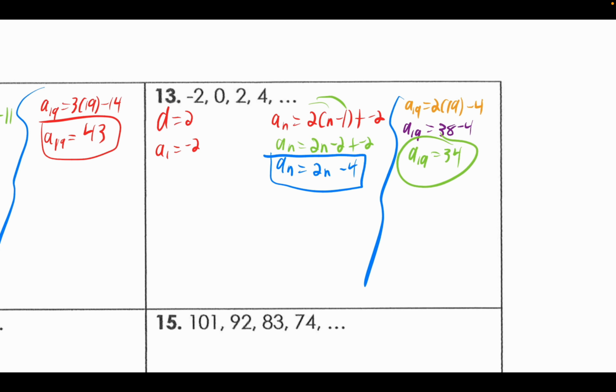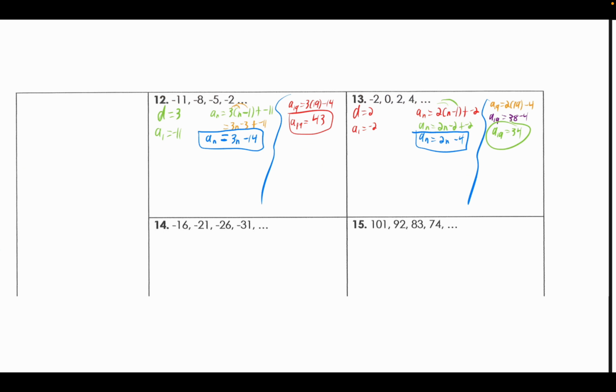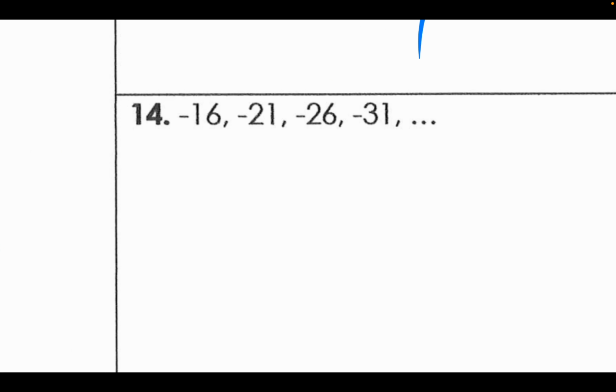So if you want, you can show the step in the middle like I did, or like I've been doing before, you can just go to the answer. Either way. Number 14, here our common difference is negative 5, and our first term is negative 16.